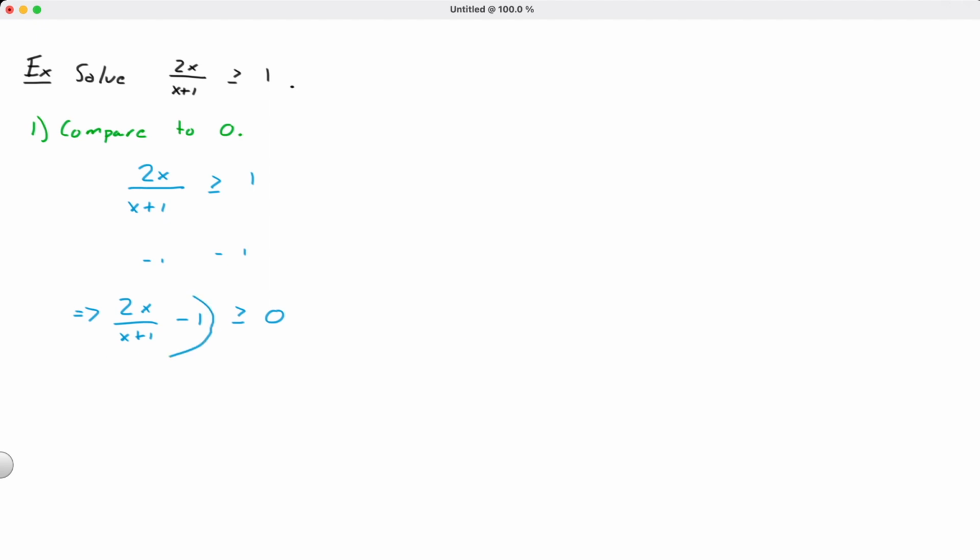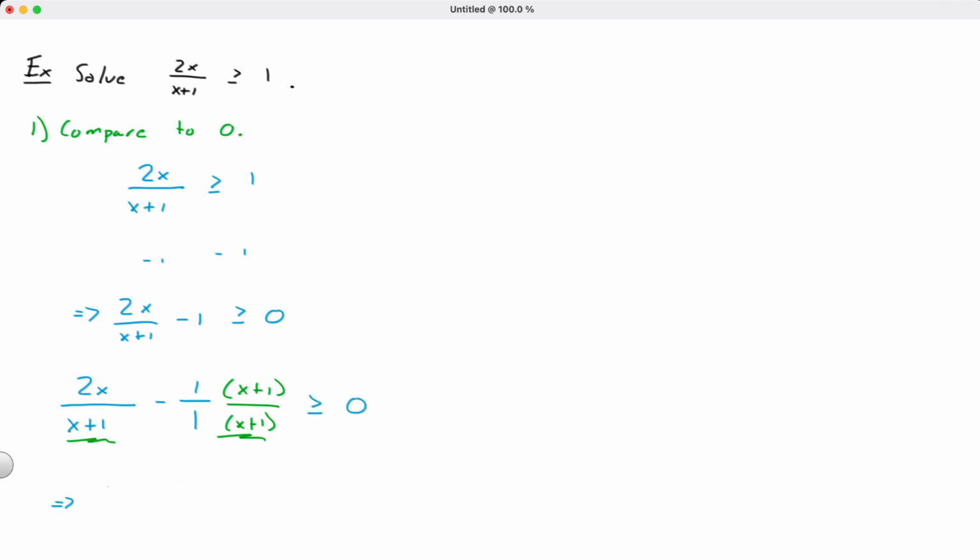But since this is not a single fraction, it's going to make it hard for us to figure out what the roots are and what the vertical asymptotes are. And so we'll need to do some simplification here by finding common denominators. Specifically here, we can leave 2x over x plus 1 by itself, since minus 1 is just minus 1 over 1. But then we'll want to subtract 1 multiplied by x plus 1 over x plus 1. Because in this case, that x plus 1 is the least common multiple of the two denominators.